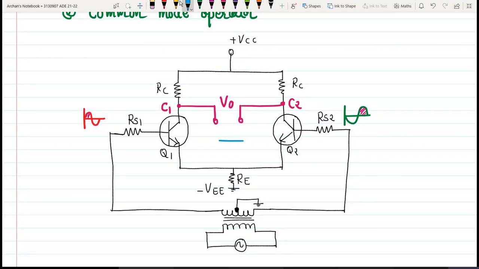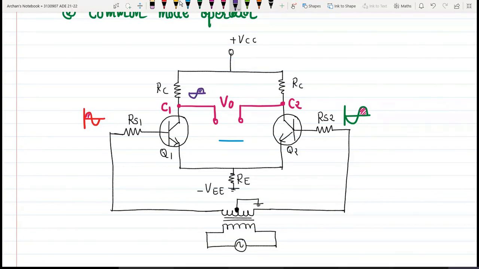So we assume here that the sine wave on the base of Q1 is positive going. That is what I have drawn over here, and it is negative going on the base of Q2, right? So with a positive going signal on the base of Q1, an amplified negative going signal will develop on the collector of Q1. At this particular angle over here, the output voltage will be like this.